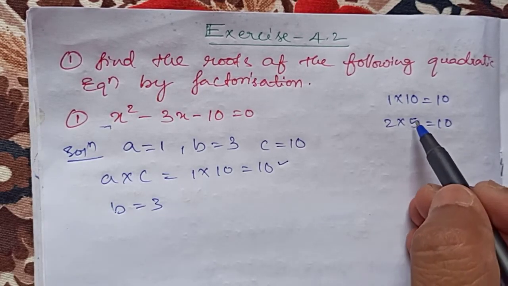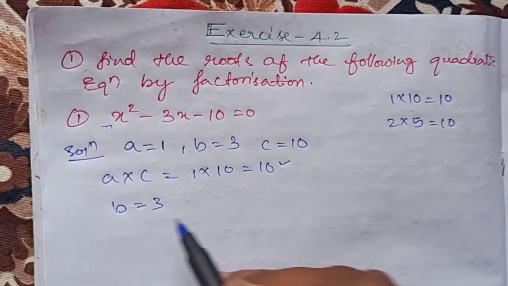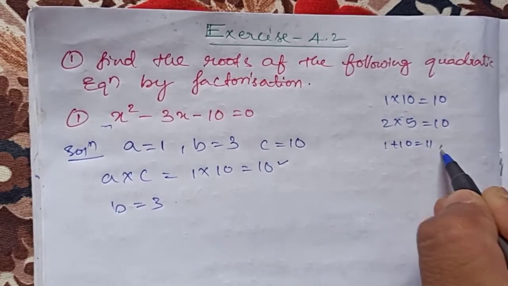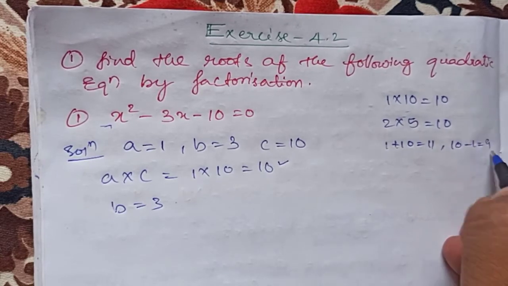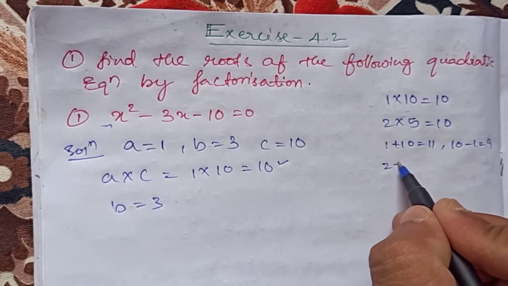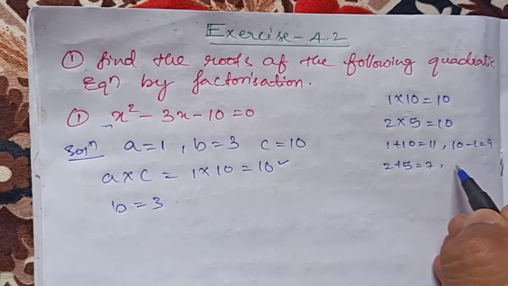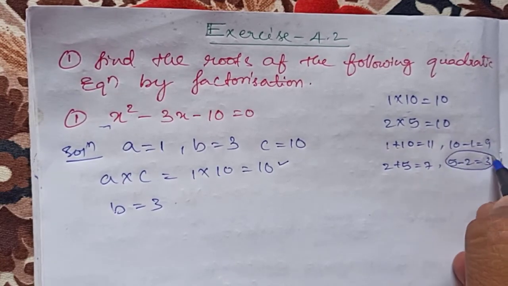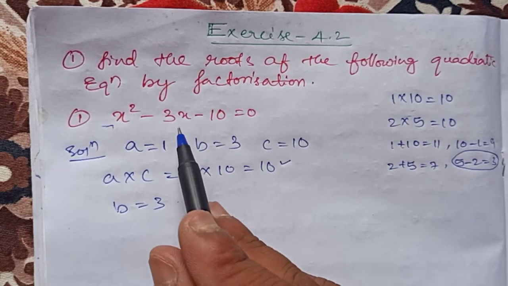Now by adding or subtracting which two numbers will we get 3? If I add 1 plus 10, I get 11. If I subtract 10 minus 1, I get 9. If I add 2 plus 5, I get 7. If I subtract 5 minus 2, I get 3. That means this is the right pair of numbers which we have to write in place of the middle term.